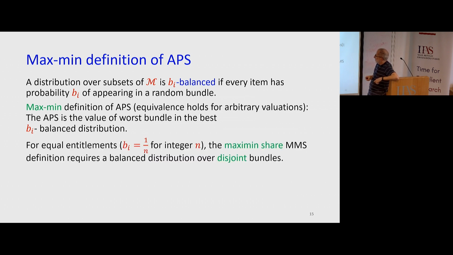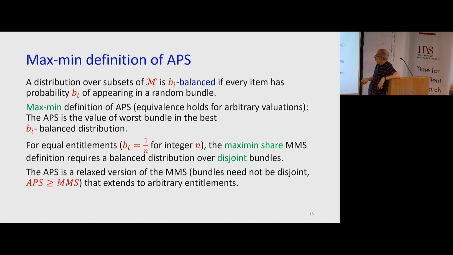For equal entitlements, let us remember what the maximin share is. Really, the definition of the MMS, the maximin share, is the same as the definition of the APS, except that we require in the balanced distribution that the bundles are disjoint. So let's say if you have entitlement 1/3, you have to partition the items into 3 bundles. If you give each bundle probability 1/3, then each item is selected if you select a random bundle with probability 1/3. So the definition of MMS requires a partition into disjoint bundles. The definition of APS also allows partition into overlapping bundles, as we did before, and this gives it some extra power. So even in the case of equal entitlement, the APS is at least as large as the MMS, and is sometimes even strictly larger.